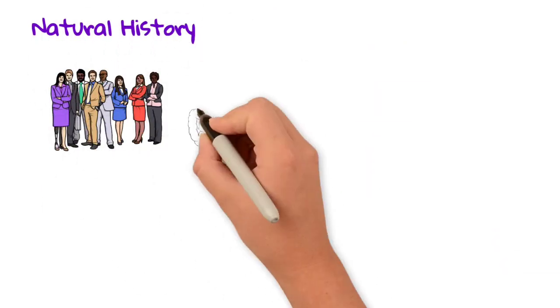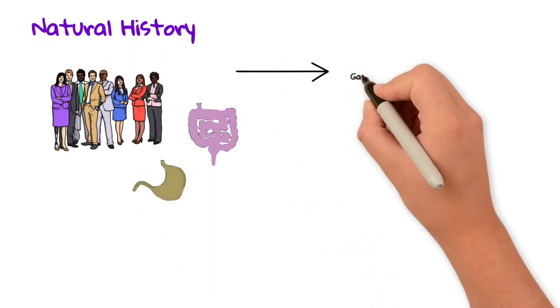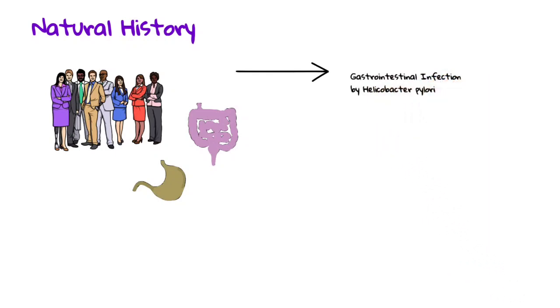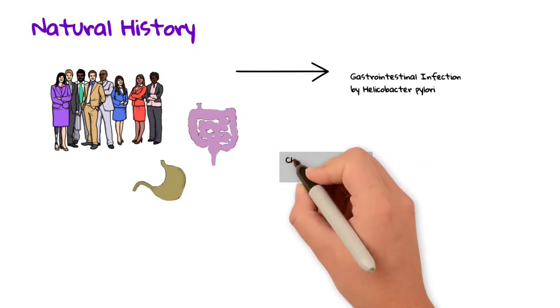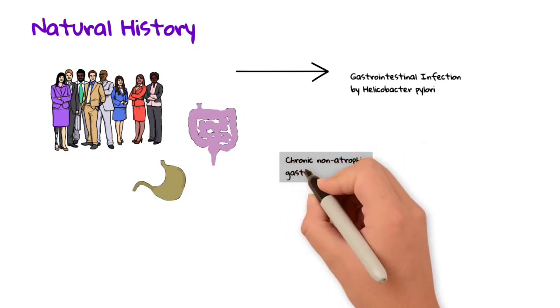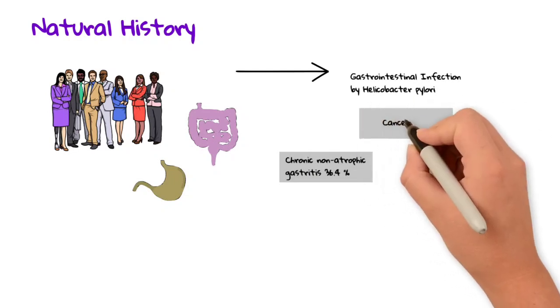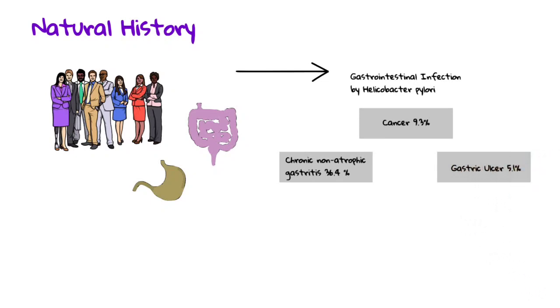Going more in depth about the history of this bacteria, we can go back to studies that were carried out in patients with gastrointestinal infection with this bacterium. It was found that the most frequent histopathological diagnosis associated with Helicobacter pylori is chronic non-atrophic gastritis in 36.4% of all cases, whereas two other pathologies, such as cancer and gastric ulcer, are also associated but in a lower percentage of 9.3 and 5.1% respectively.